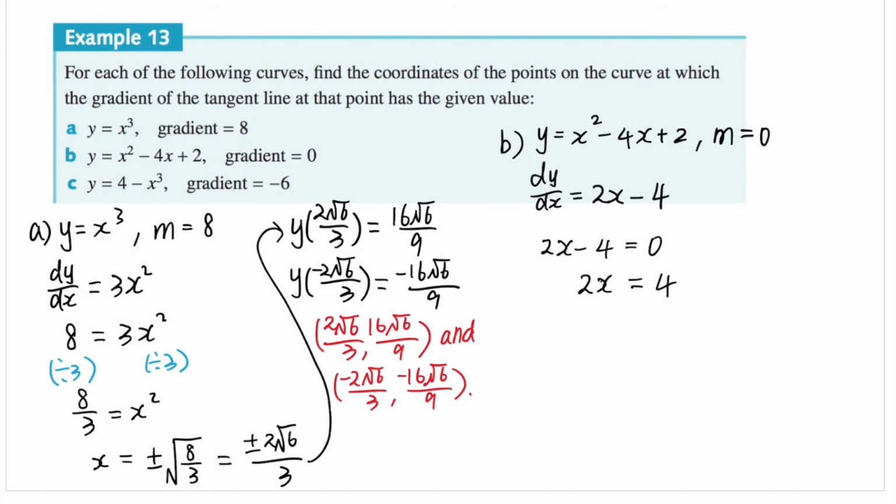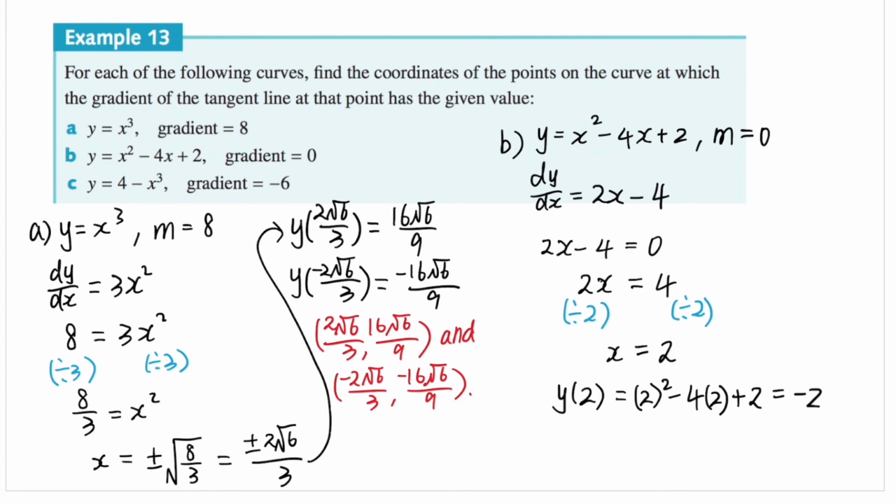So if we add 4 on both sides, now we have 2x is equal to 4, and if we divide both sides by 2, we can easily find what x is. So x is 2. Okay, and note in this case we only have one x value. And once we know this x value, we're going to sub this back into the original equation. So when x is equal to 2, what's the corresponding y value? Okay, so we have 2 squared minus 4 times 2 plus 2. The corresponding y value is negative 2. And therefore we say that at this point, (2, negative 2), the gradient is equal to 0.